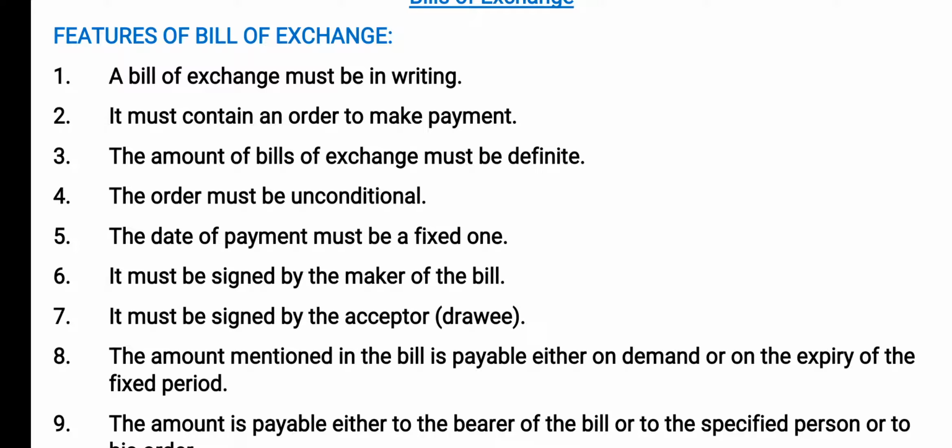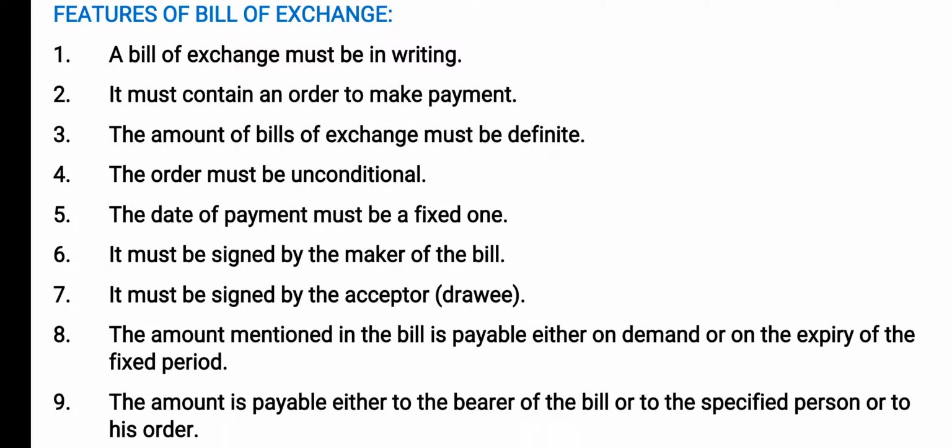Next point, the amount of bill of exchange must be definite. In this, you have to mention the definite amount. You have to mention like rupees 5 lakh has been taken in the form of goods. Fourth point, the order must be unconditional. It means you can't say that in return, if you are not able to pay rupees 5 lakh, you have to mortgage your land, building or any asset.